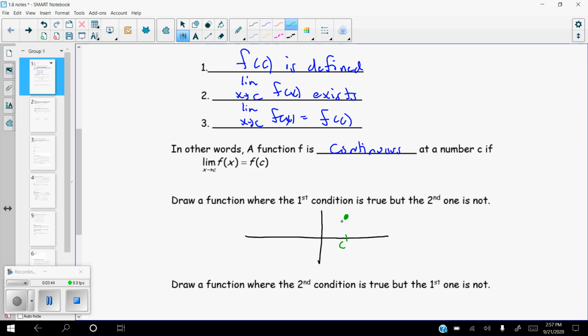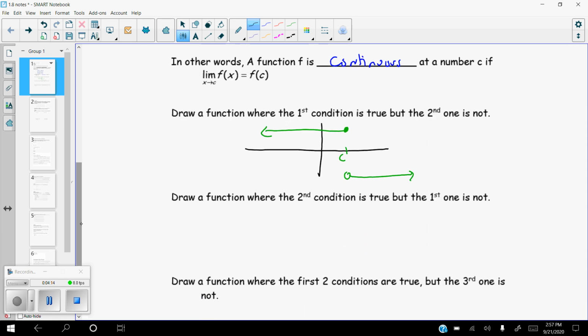Well, here's an easy one. If I go that way, so far f of c exists. We don't want the limit to exist, though, so let's put something down here like this. Now you can clearly see that the limit here would not exist because the limit is going to be two different values as you approach from the left and the right. So the first condition is met because f of c is defined. The second condition is not met. The limit doesn't exist.